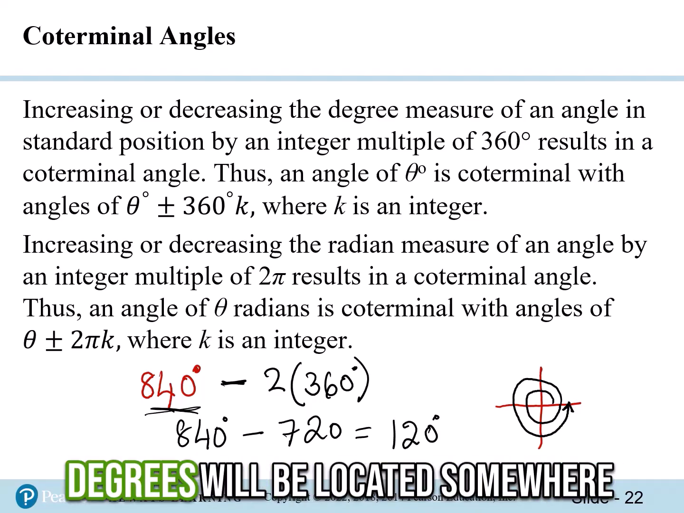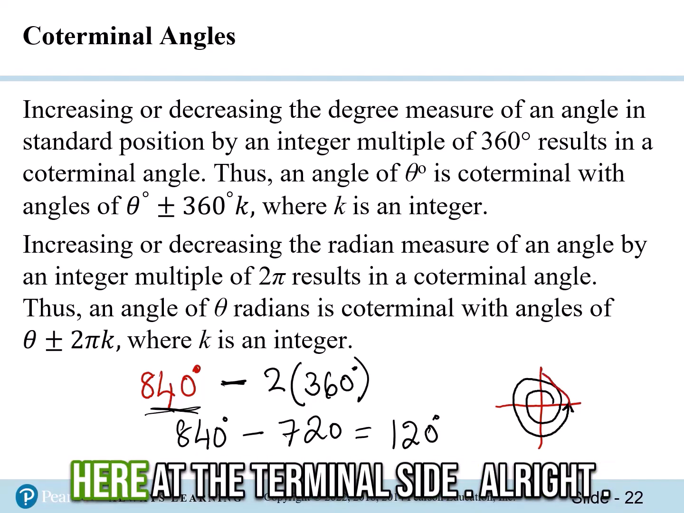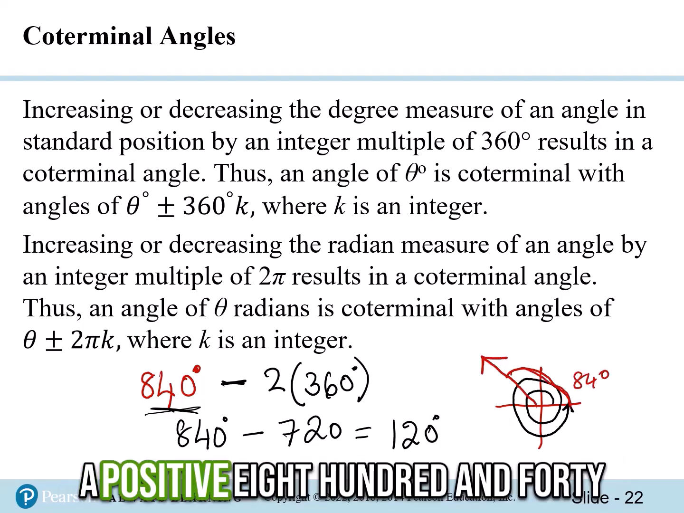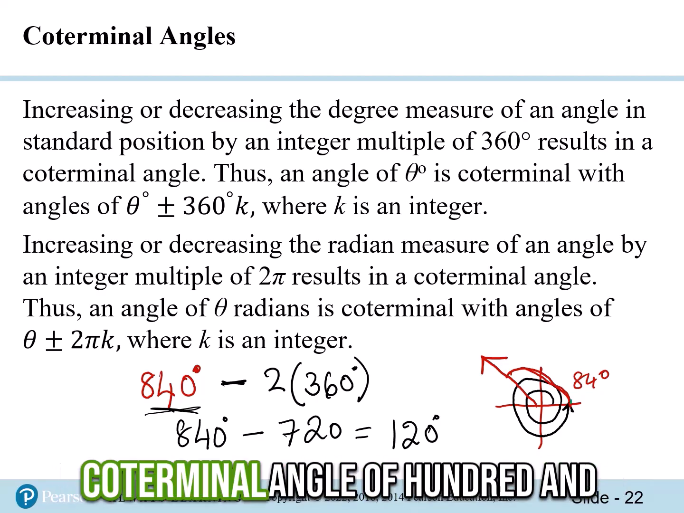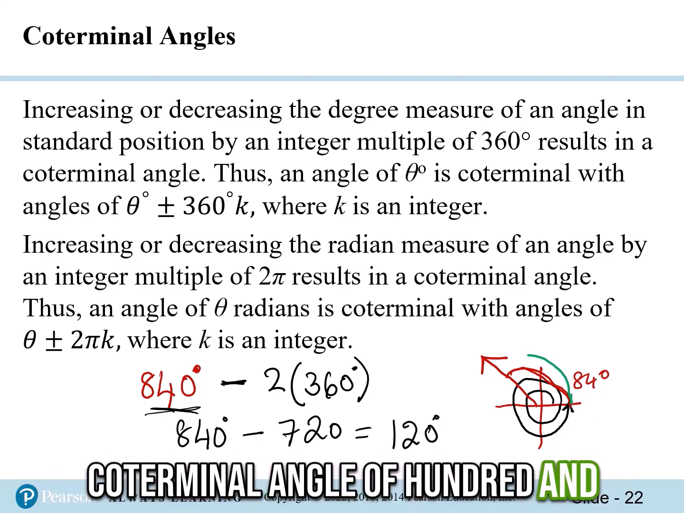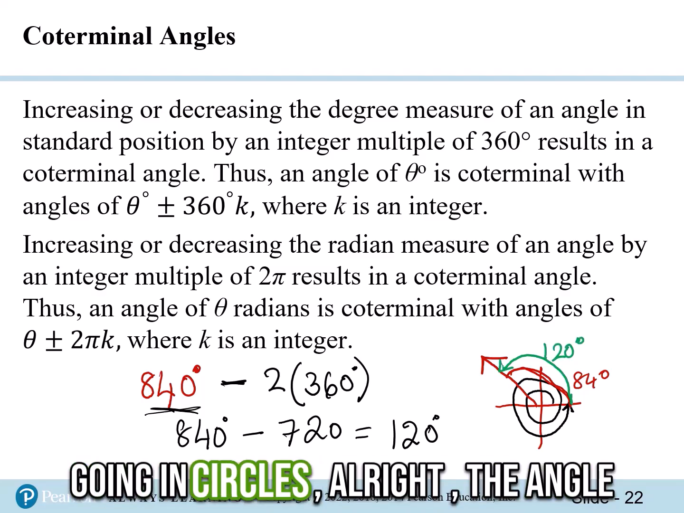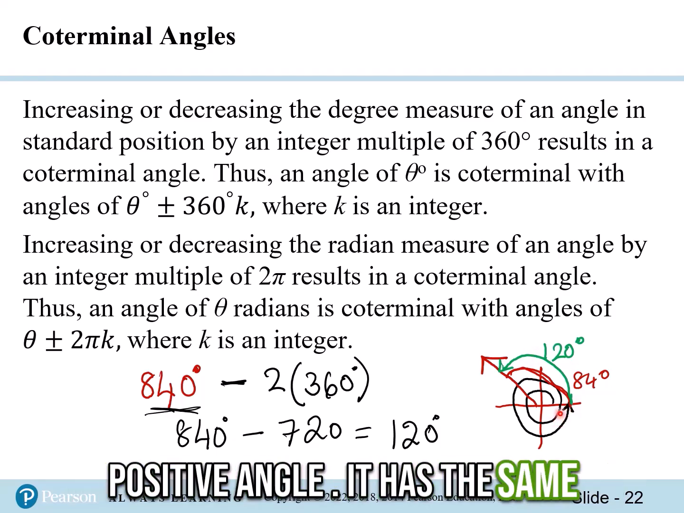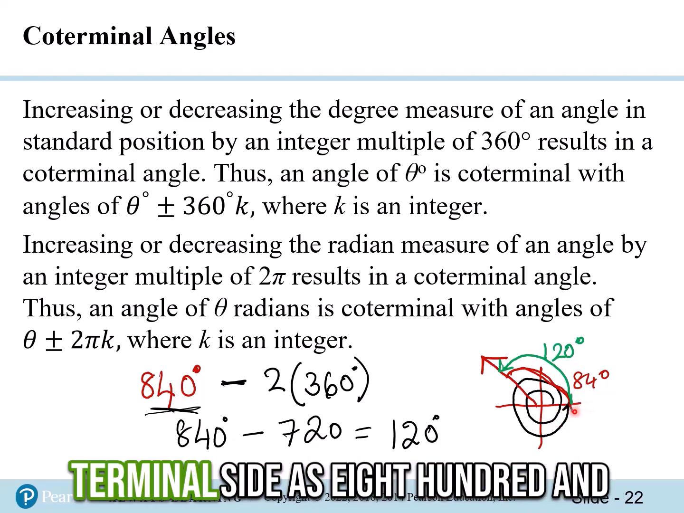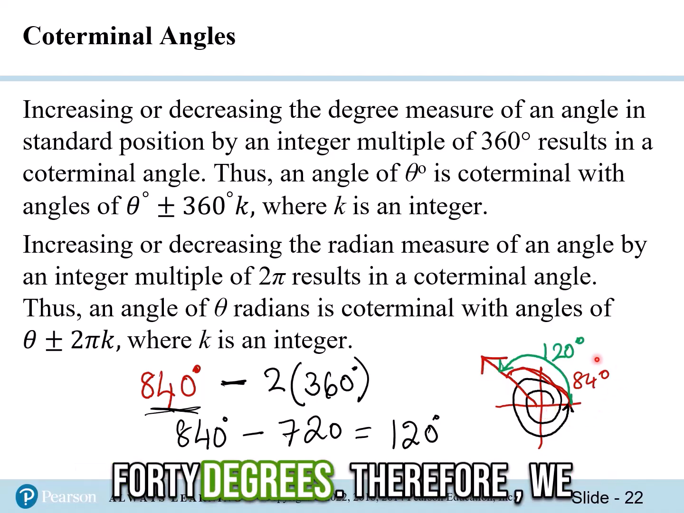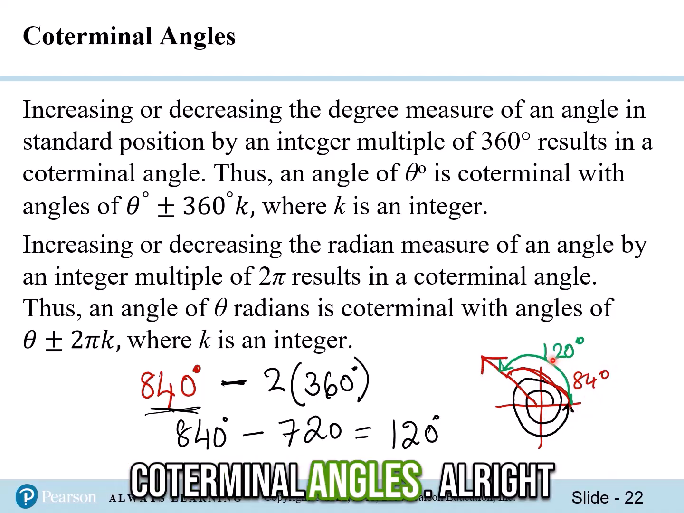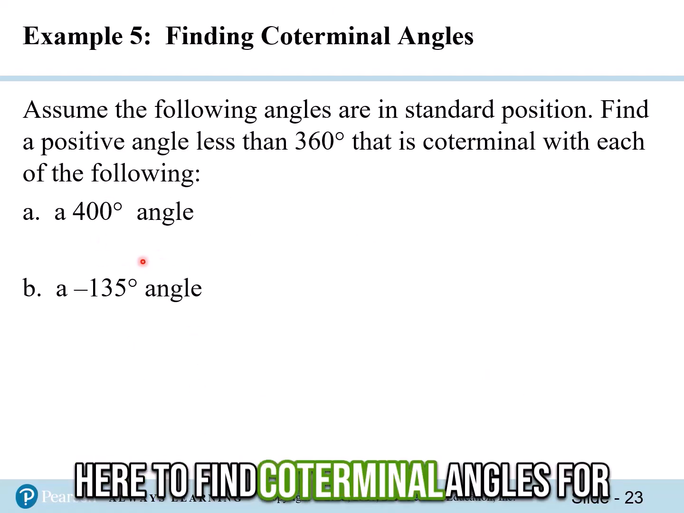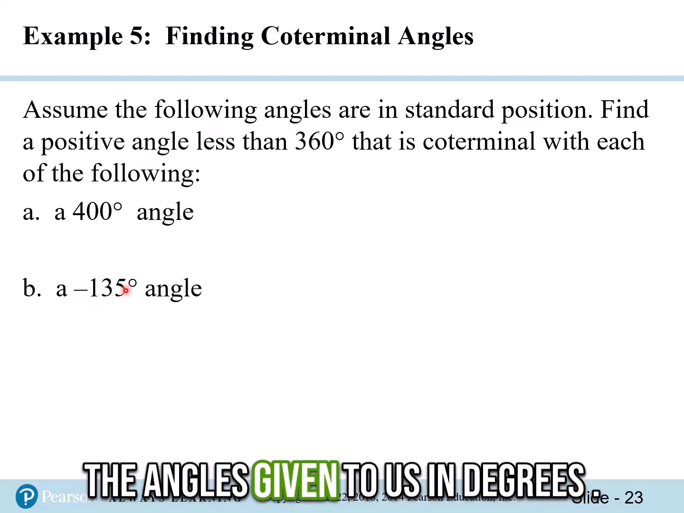That means 840 degrees will be located somewhere here, the terminal side. So this is an 840 degree positive angle, which has a coterminal angle of 120 degrees. Without going in circles, the angle 120 degrees is a positive angle. It has the same initial side as well as the same terminal side as 840 degrees. Therefore, we call them coterminal angles.